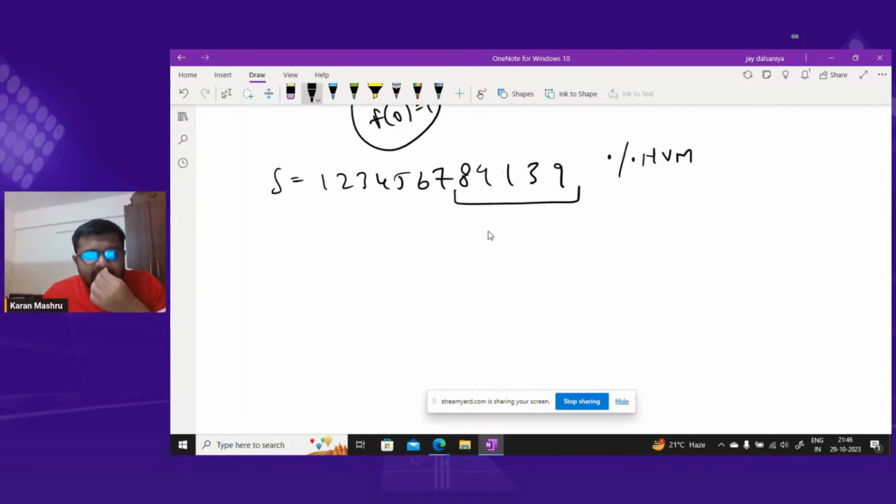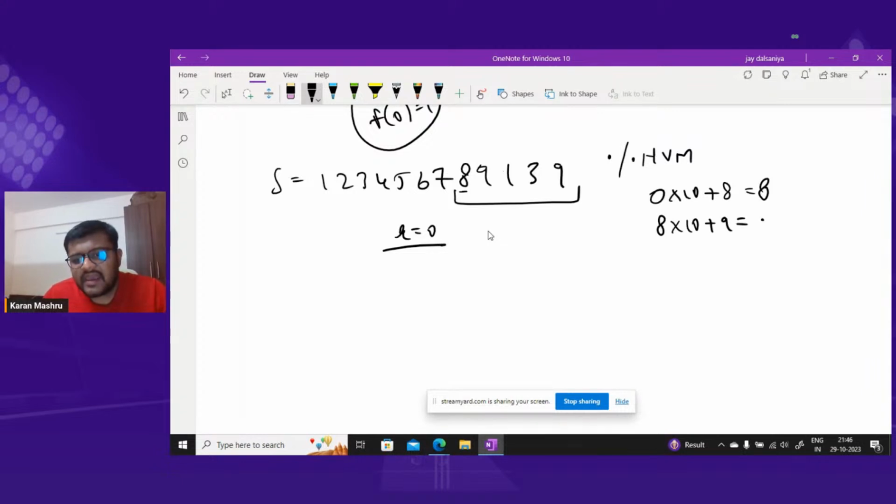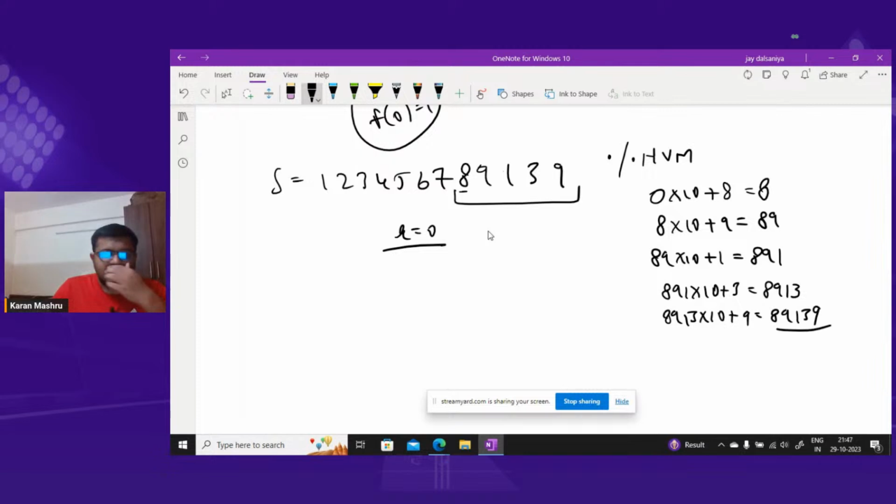Okay, so what can I say? I can say remainder equals 0. I can add all the digits one by one. So basically how will this number be formed? First of all, the number is 0. I multiply it with 10 and add 8, so I will get 8. Now I multiply 8 with 10 and add 9, I will get 89. Now I multiply 89 with 10 and add 1, I will get 891. Now I multiply 891 with 10 and add 3, I will get 8913. Now I multiply 8913 with 10 and add 9, it will give me 89139. In this way I can get this number.